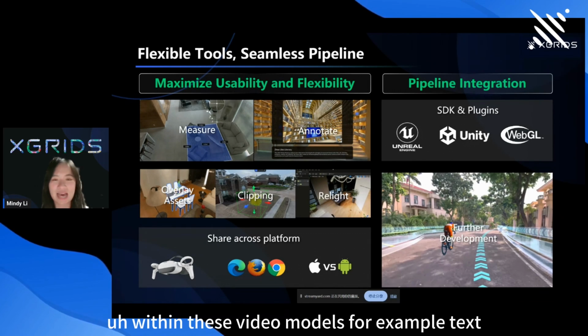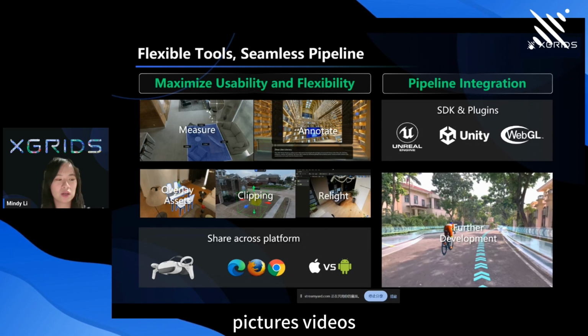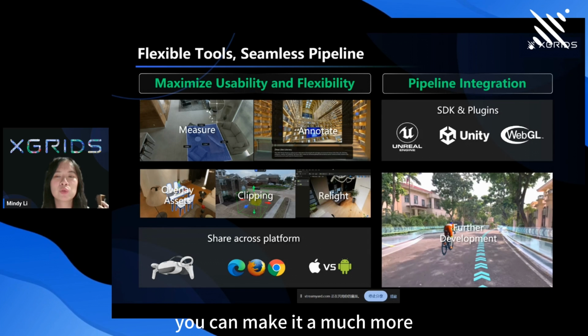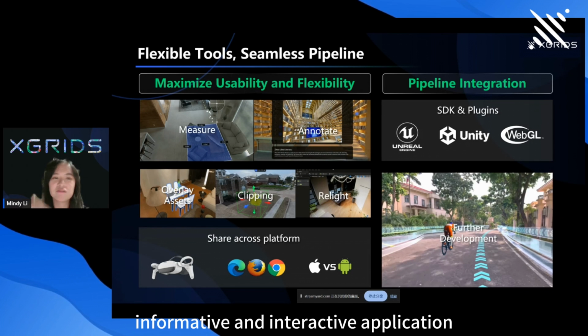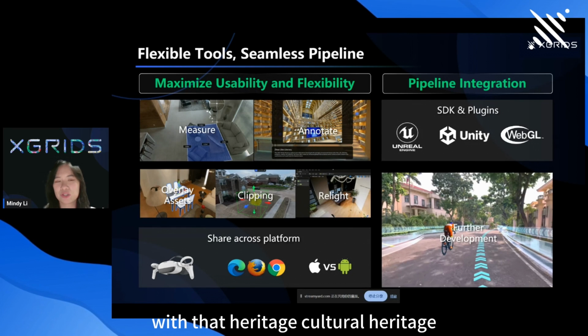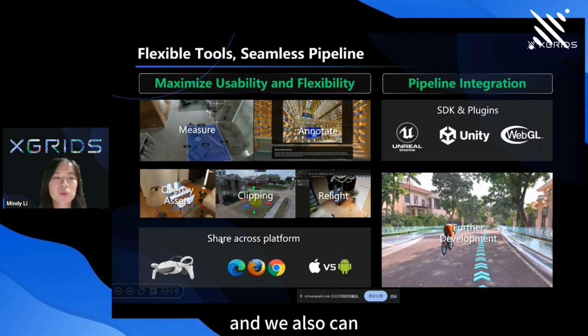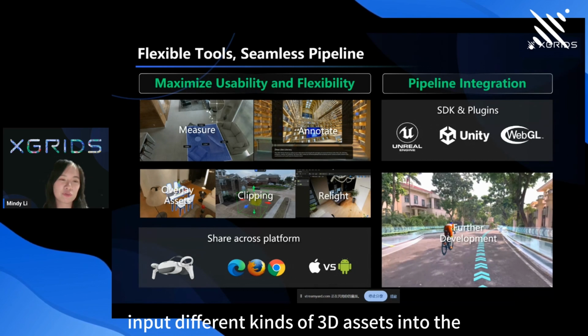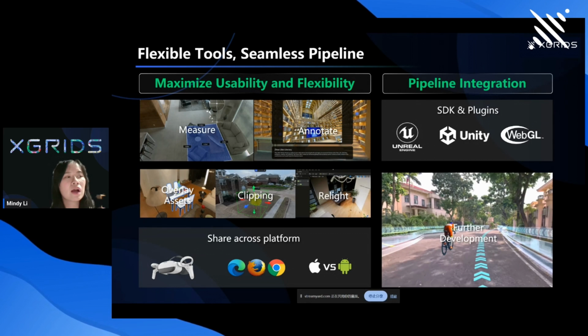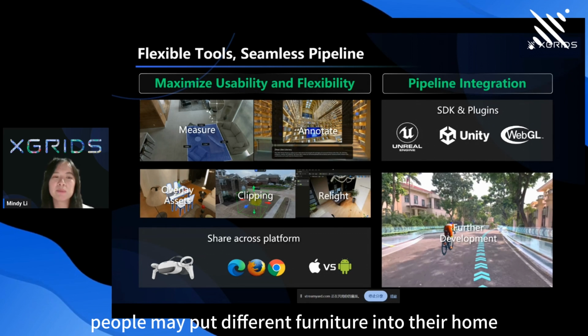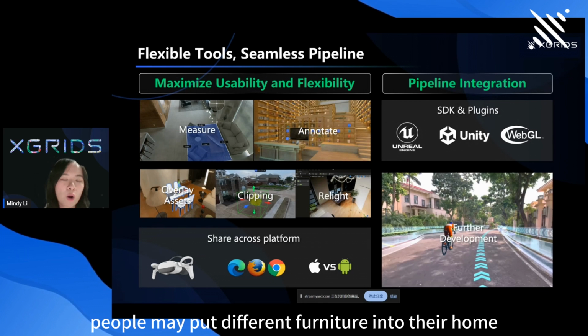For example, text, pictures, videos, all of the introduction of the backgrounds into the models, so that you can make it a much more informative and interactive application with that heritage, cultural heritage, so that this one may have the functions of education. And we also can input different kinds of 3D assets into the 3D models. So with the real estate industry, people may put different furniture into their home.